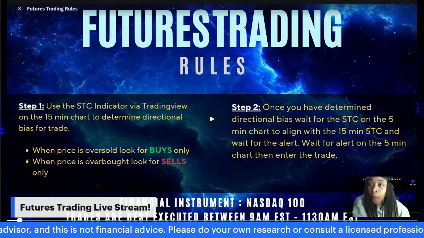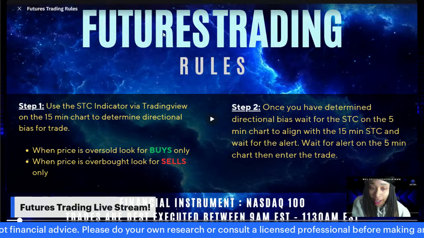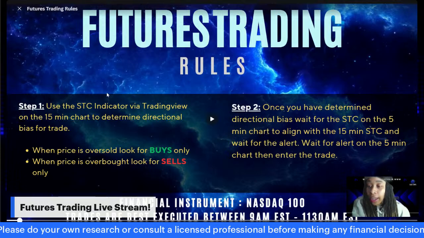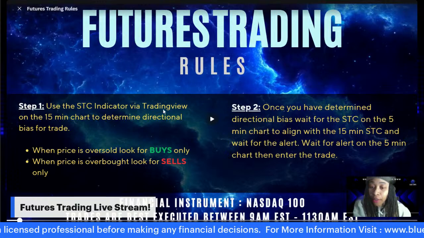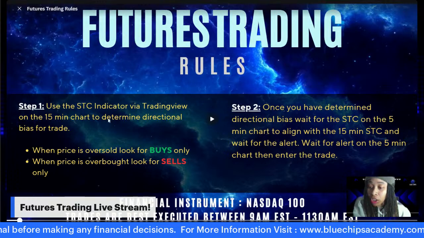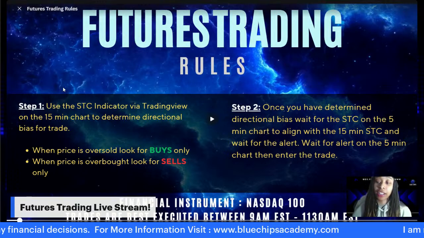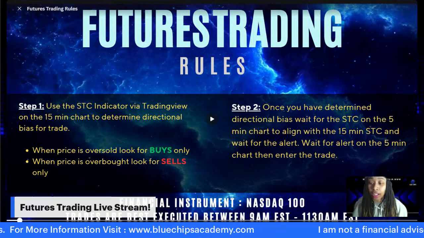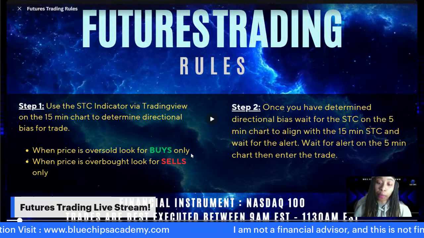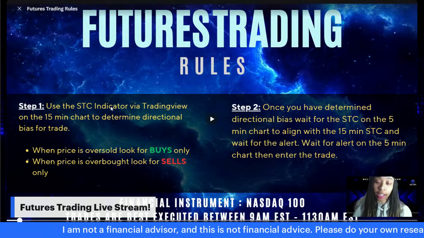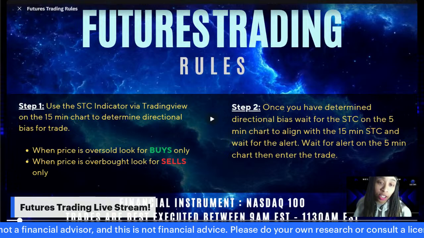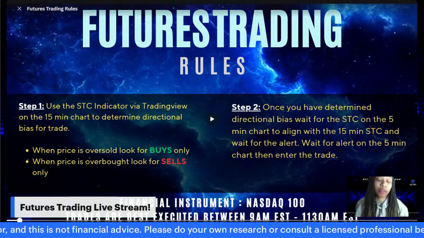For our futures trading rules, we use the STC indicator via TradingView on the 15-minute chart to determine directional bias for the trade. When the price is oversold, look for buys only. When the price is overbought, look for sales only. I'm going to explain this when I get to the chart, but that's the first rule.